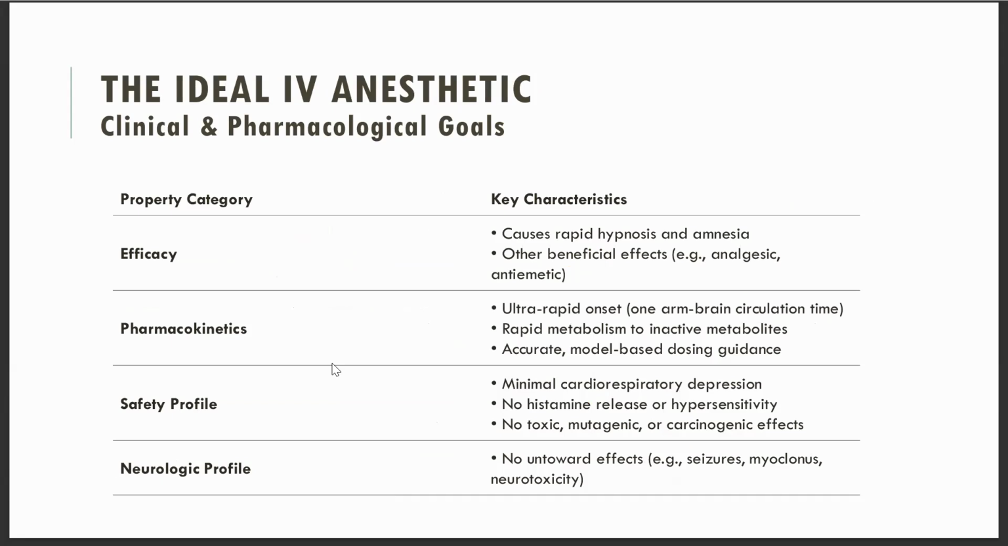Now, the clinical and pharmacological goals for an ideal anesthetic: property, category, and key characteristics. Efficacy: it causes rapid hypnosis and amnesia. Other beneficial effects, for example, analgesic and antiemetic. Pharmacokinetics: it should have ultra rapid onset, one arm brain circulation time, rapid metabolism to inactive metabolites, and accurate model based dosing guidance. And its safety profile: it should have minimal cardiorespiratory depression, no histamine release or hypersensitivity.